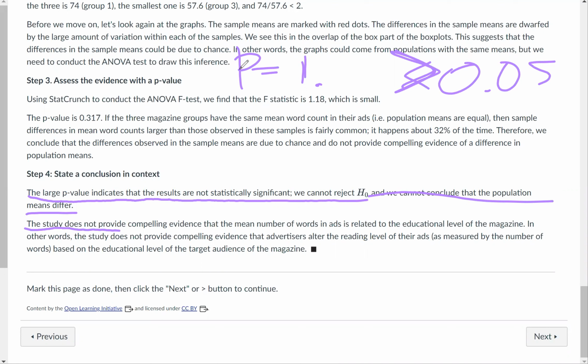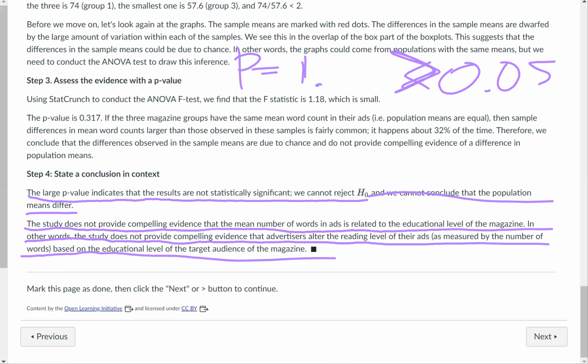The study does not provide compelling evidence that the mean number of words in ads is related to the education level of the magazine. In other words, the study does not provide compelling evidence that advertisers alter the reading levels of their ads, as measured by the number of words, based on the education level of the target audiences in the magazines.